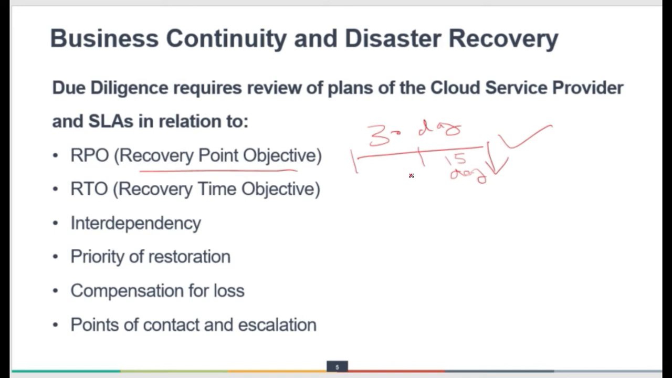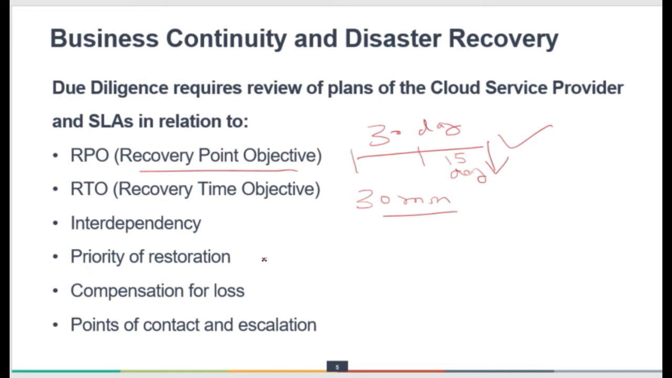Recovery time objective: what is the tolerable time for the business, where the business can sustain if we recover our services within, let's say, 30 minutes. Then the recovery time objective is 30 minutes. Interdependency: what are the dependent services, what are the dependent vendors and providers that we need to discuss during the SLAs, and with the provider.